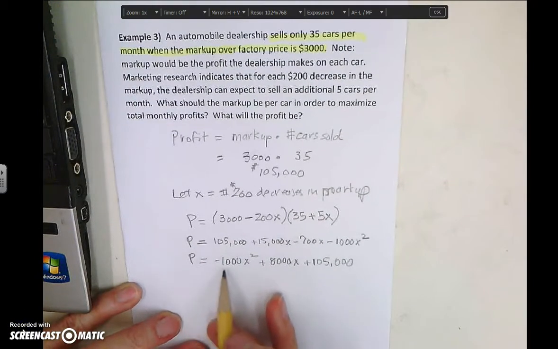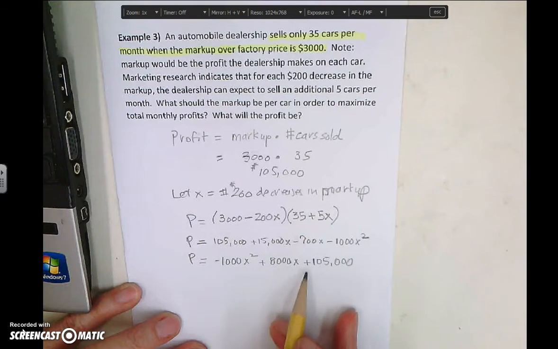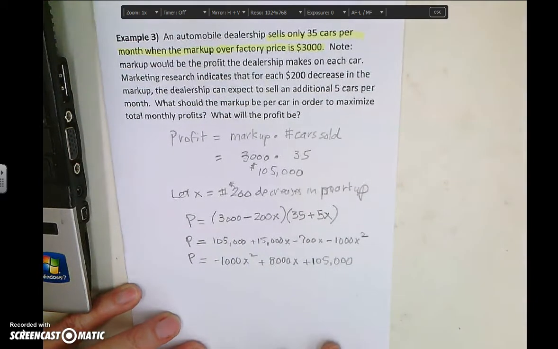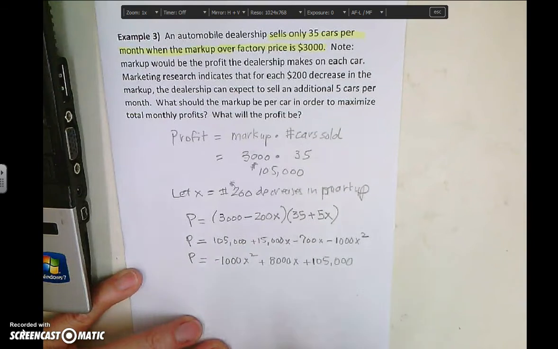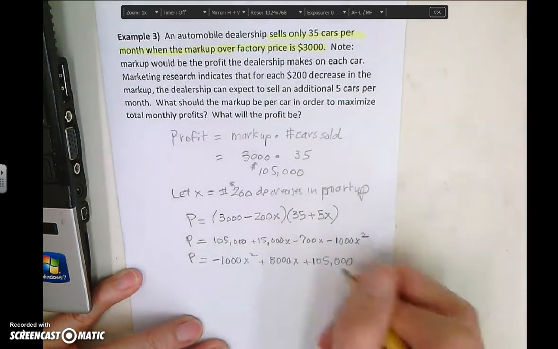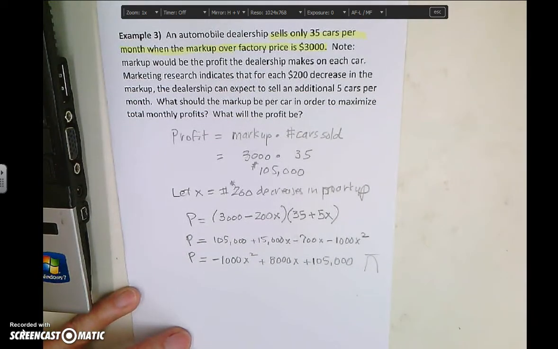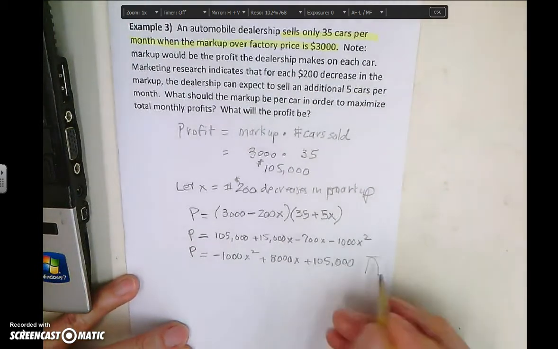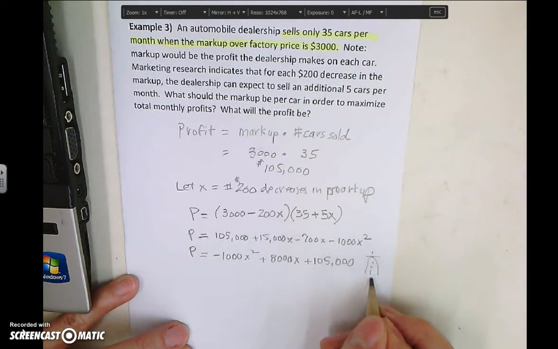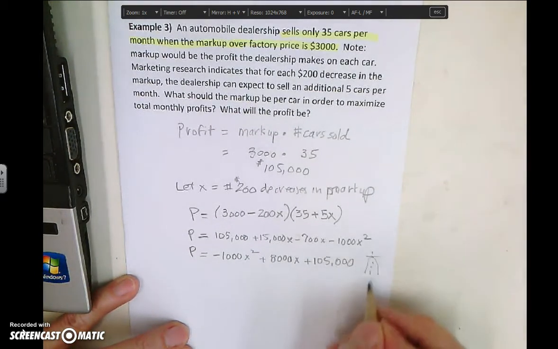and see what we get and write that in standard form. So when we do, we come up with negative 1,000x squared plus 8,000x plus 105,000. Which way does our quadratic equation open, up or down? Well, because we have the minus, we know that it is going to open downwards, and there is going to be a maximum amount that we can make. So let's find the vertex, because the maximum occurs at the vertex.